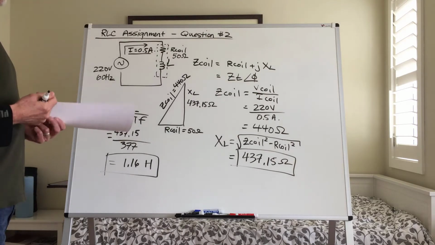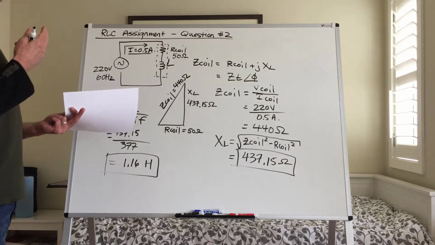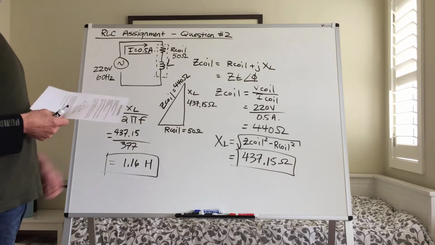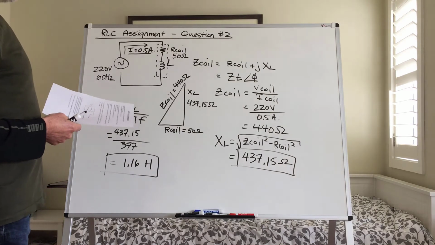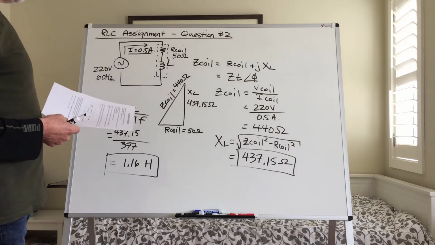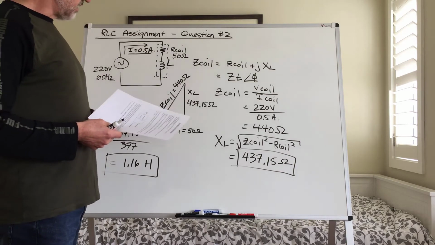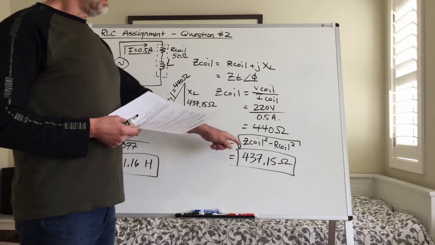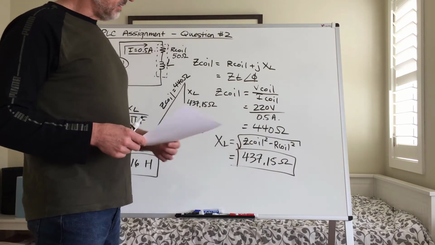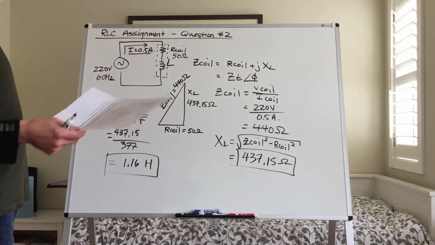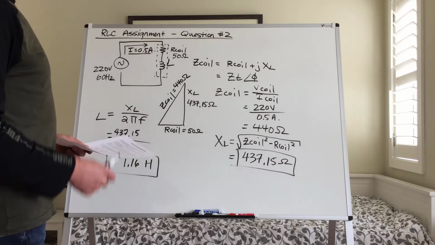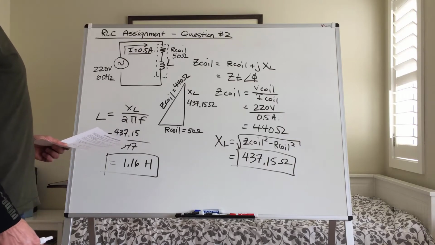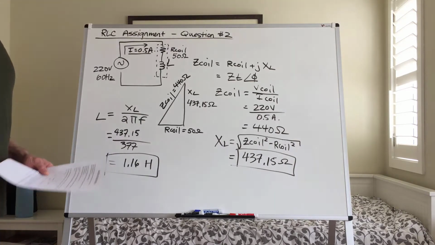A couple of things to just remember: when you have an applied voltage and a current, you can always find the impedance of a circuit by using Ohm's law. That will be your total impedance. The other thing is when you have an impedance triangle with the hypotenuse and one of the sides, you can just use Pythagoras to come up with the missing side, or trigonometry if you choose. And yeah, that should, I think, cover question number 2.